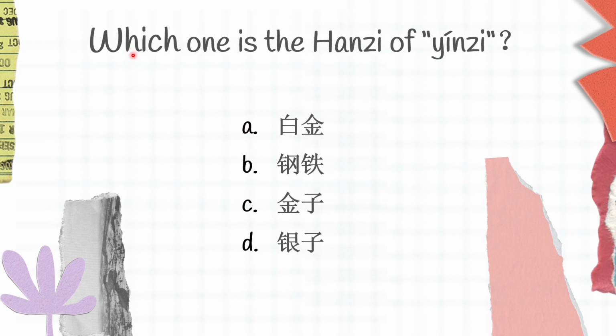The next one, which one is the Hanzi of 颜色? I will give you time to think. A is 白金, B is 钢铁, C is 金子, and D is 银子. The right answer for this question is D, 银子.